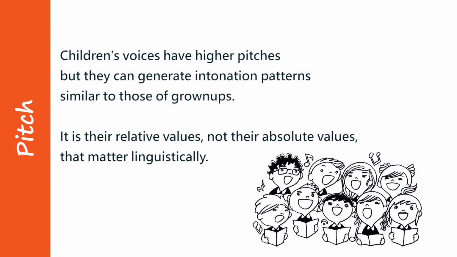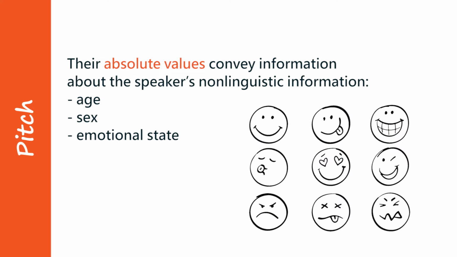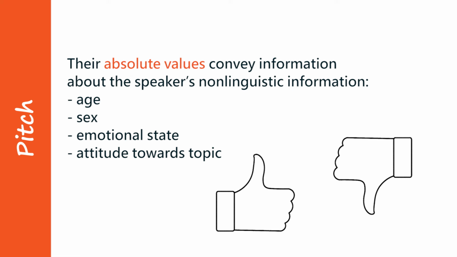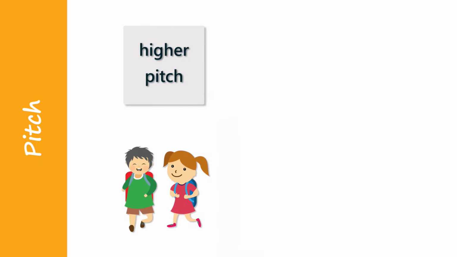Children's voices have higher pitches, but they can generate intonation patterns similar to those of grown-ups. Therefore, it is their relative values, not their absolute values, that matter linguistically. Yet their absolute values tell us about the speaker's age, sex, emotional state, attitude towards the topic, etc., which are non-linguistic information. So we know that children have higher pitches, okay?